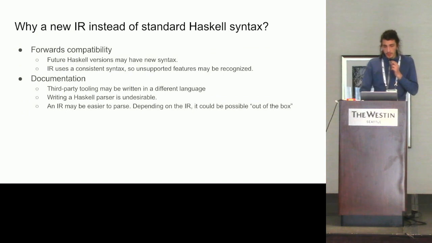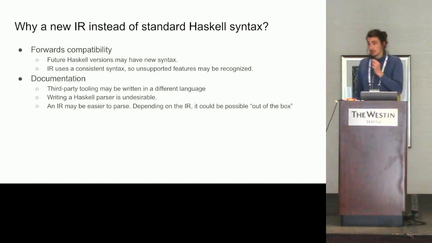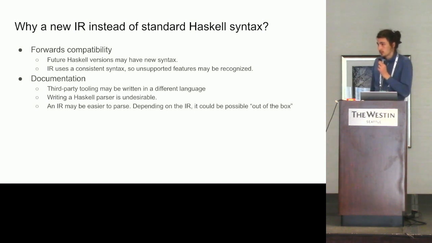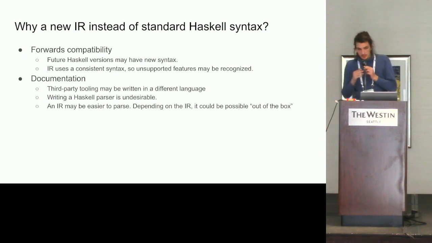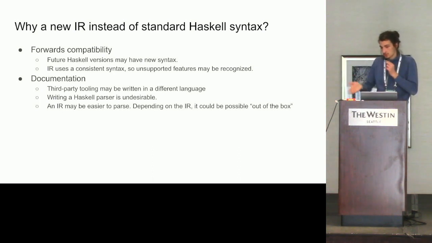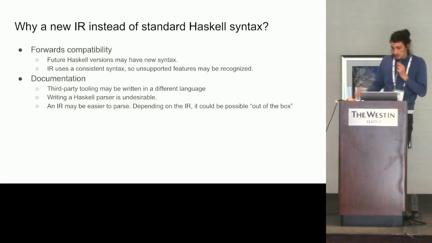And you might ask, why do we need a new intermediate representation? Why not simply use the Haskell syntax that we already have? You can already, of course, serialize it to disk, deserialize it by parsing, and you wouldn't need a conversion. I mention this because I think it's good to understand why this would be helpful. One reason is compatibility.